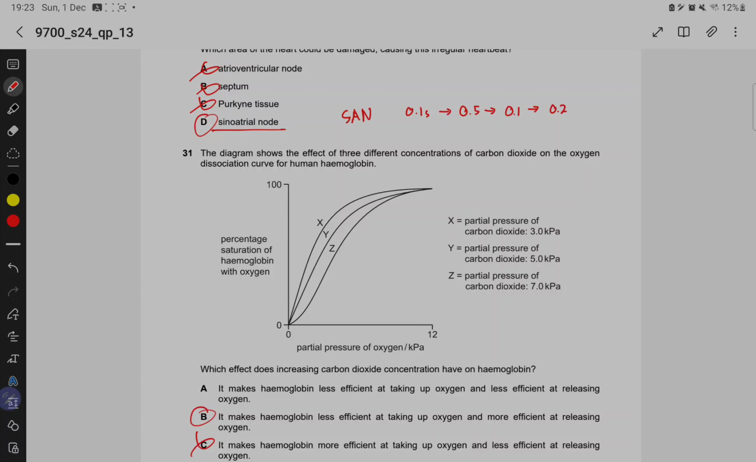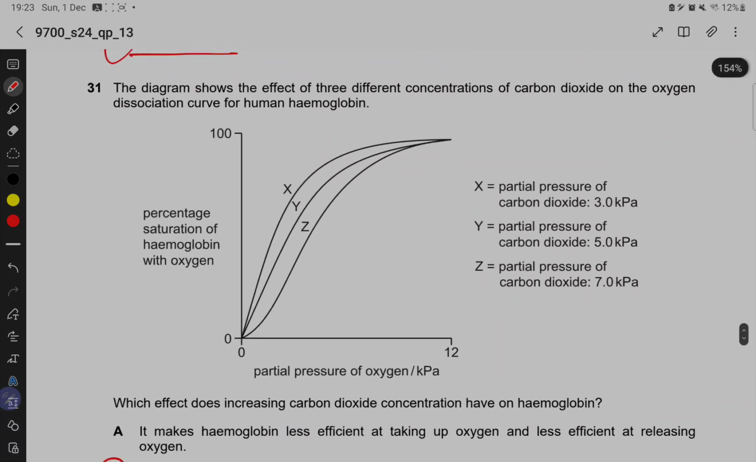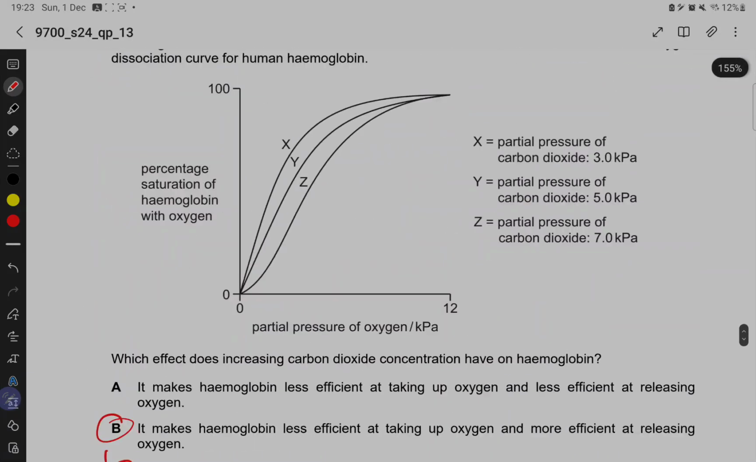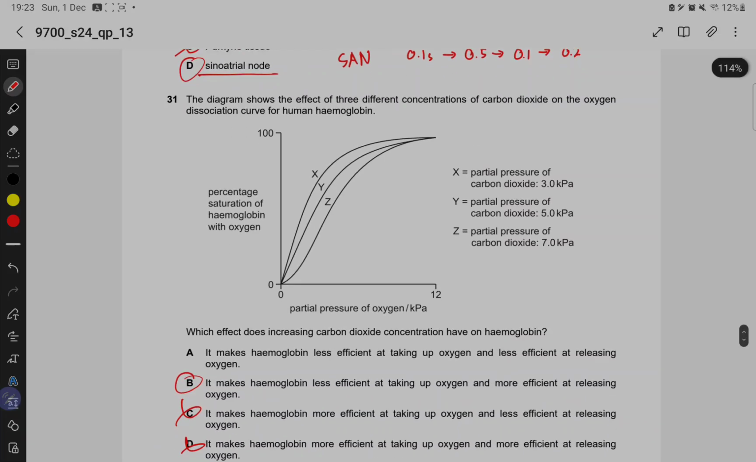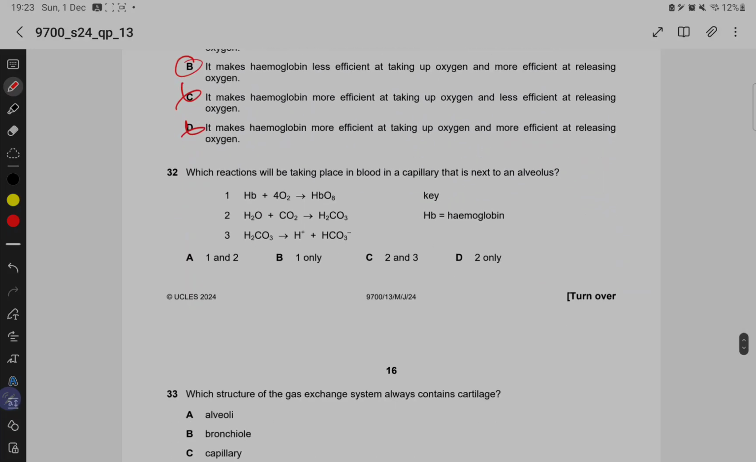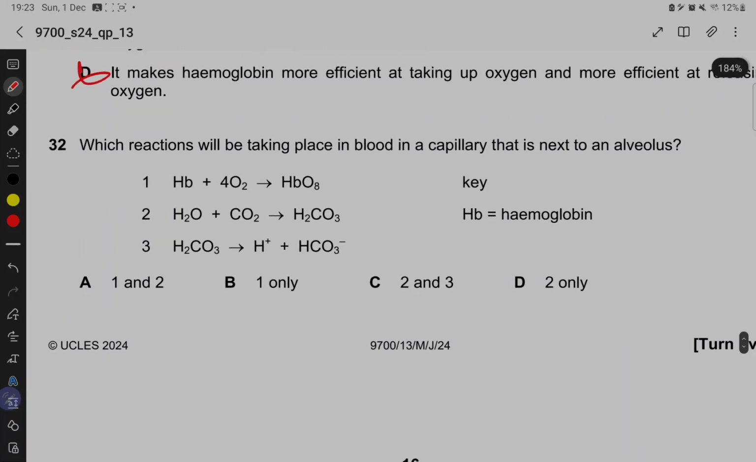So yeah, it will be B. Looking at this graph, the graph's kind of useless. But you can see that saturation of hemoglobin with oxygen is falling. Which reactions will be taking place in blood in a capillary that is next to an alveolus?